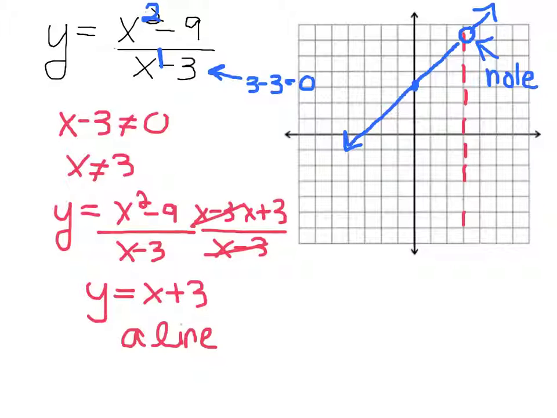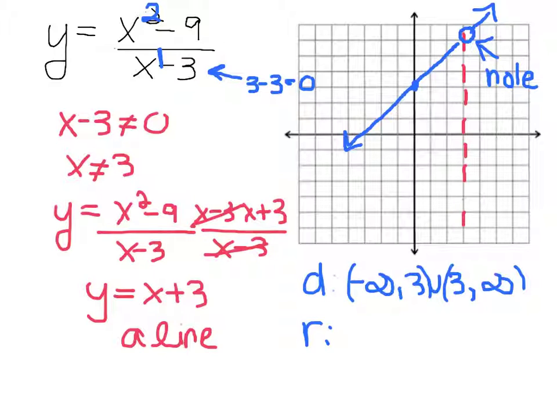And so for this graph, the domain is going to be negative infinity to 3, union 3 to infinity. And the range is going to be negative infinity to 6 and union 6 to infinity.